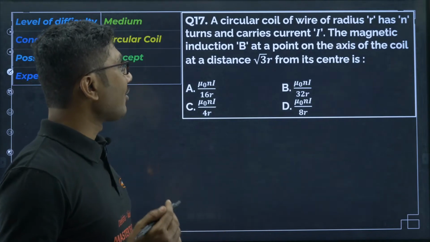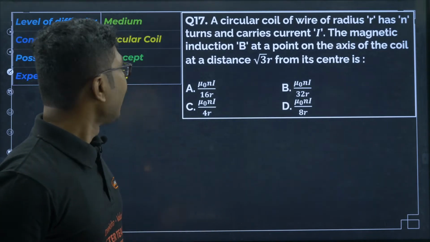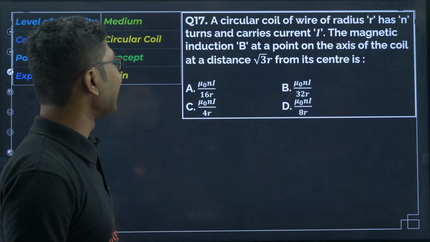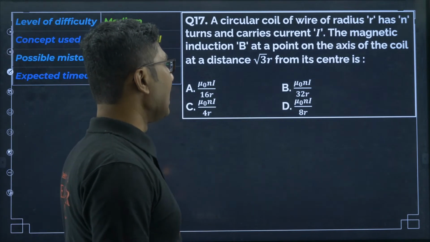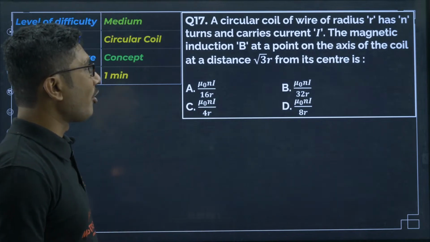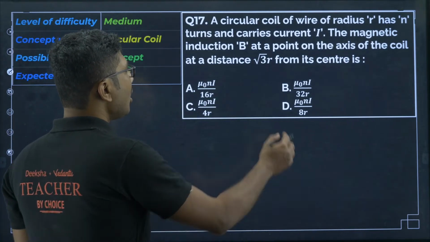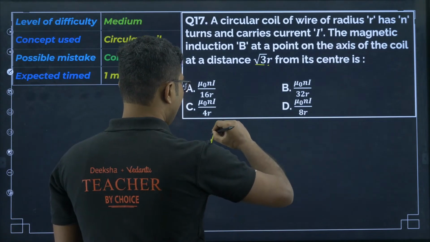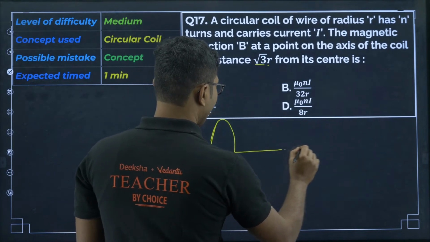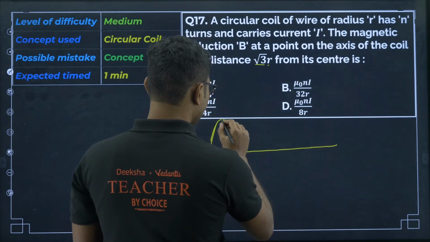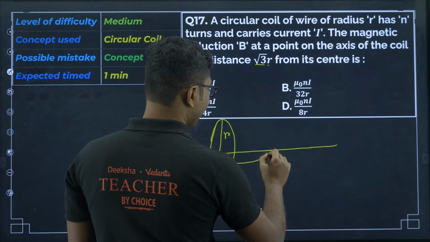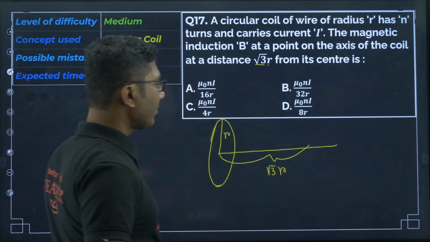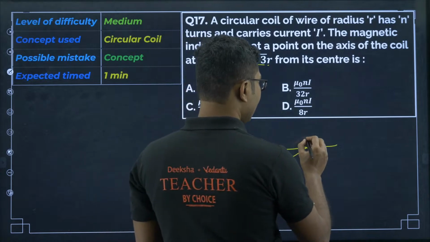Now next: a circular coil of wire of radius r. Have I solved the previous question? Yes. A circular coil of wire of radius r has n turns and carries a current I. The magnetic induction B at a point on the axis of the coil at a distance root 3 r from its center is? So we have a circular coil like this, and we want to find the magnetic field at some distance. The radius is given as r, and we are trying to find the magnetic field at distance root 3 r.